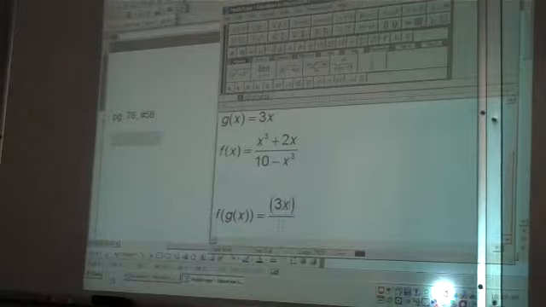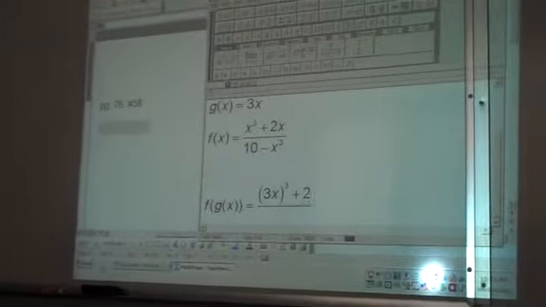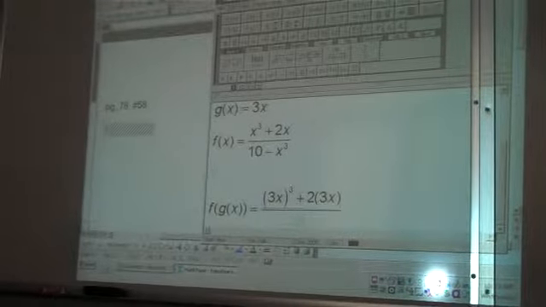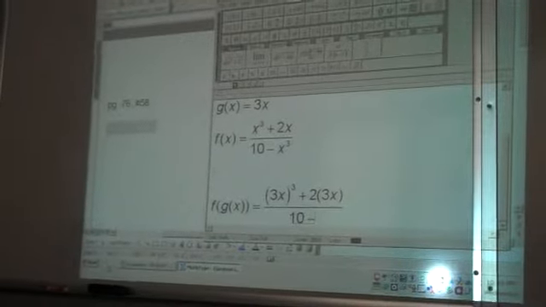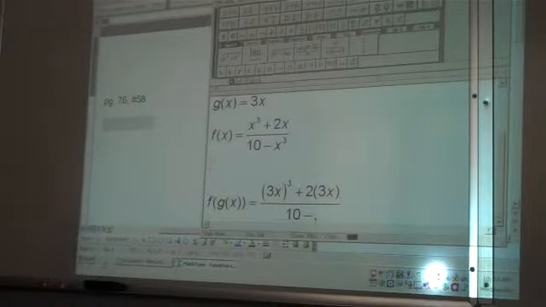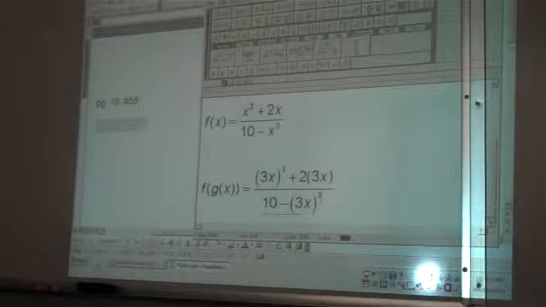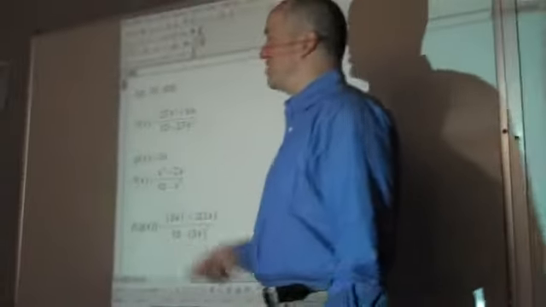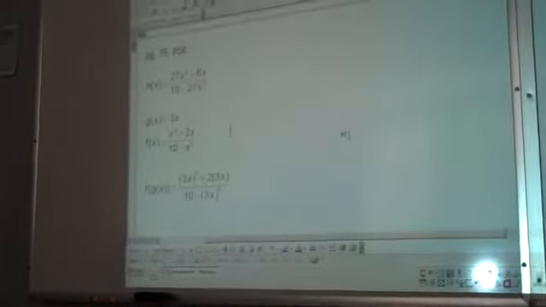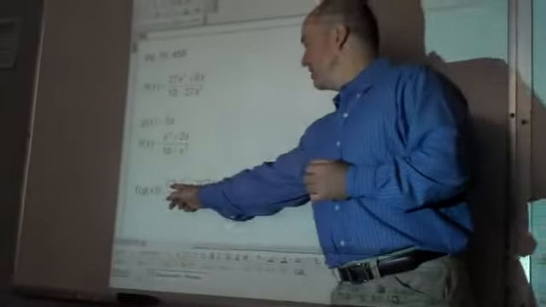Yep, so I do 3x, whole thing cubed, plus 2 times 3x, like you just said, Michelle, and then 10 minus 3x, the whole thing cubed. Okay? Does this get us back up to h of x? Well, we got one more step to work out. But if we work it out, will it? Oh yeah, if you keep working at it.